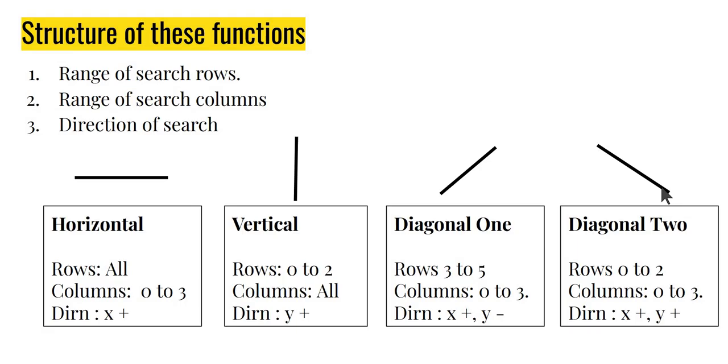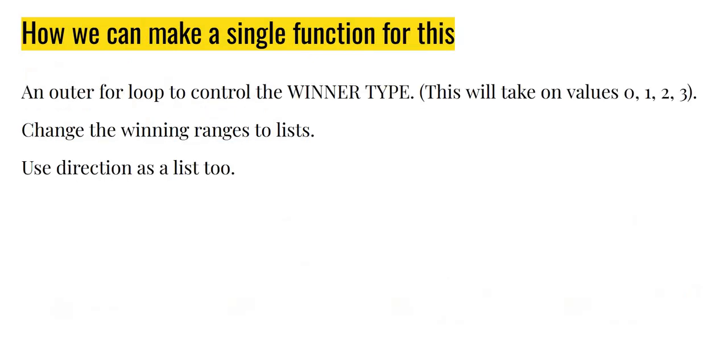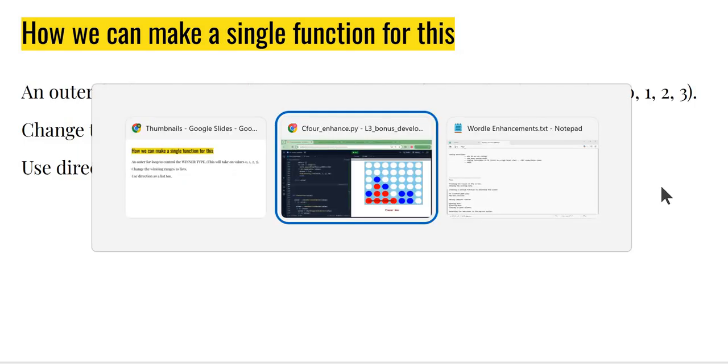So basically, once we recognize that there is this general structure to this whole problem, we can create an outer loop which checks for every winner type. For each of these winner types, it can be 0, 1, 2, 3. So 0 is horizontal, 1 is vertical, 2 is diagonal 1, 3 is diagonal 2. We can create a direction in which to search, and we can create these winning ranges. We can convert the winning ranges to lists, as we'll see in the code just now.